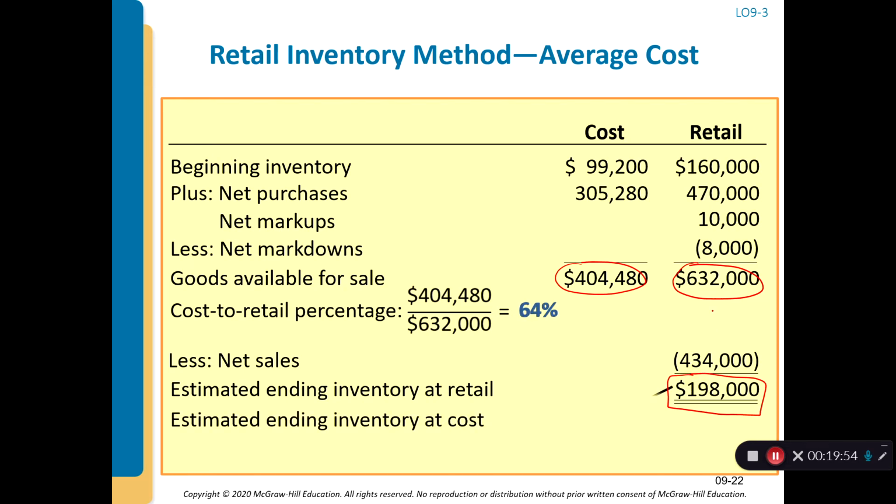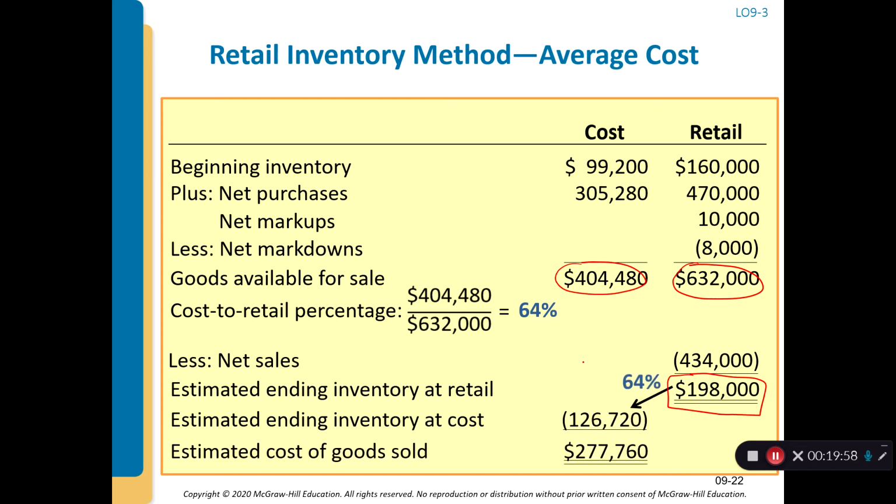Therefore, to calculate the cost of ending inventory, we just need to apply the cost to retail percentage to 198,000. We get 126,720 ending inventory at cost. And in the end, we find the cost of goods sold using all goods available for sale minus ending inventory. We get the cost of goods sold.